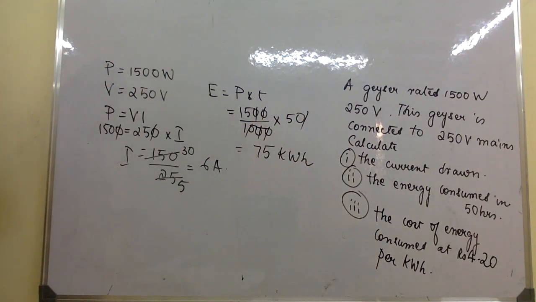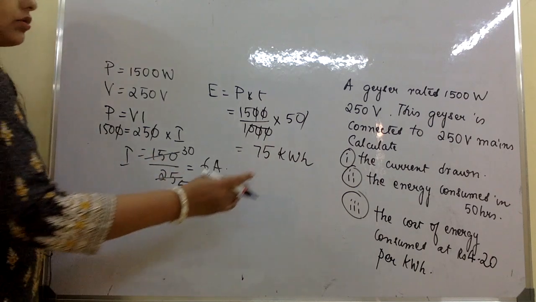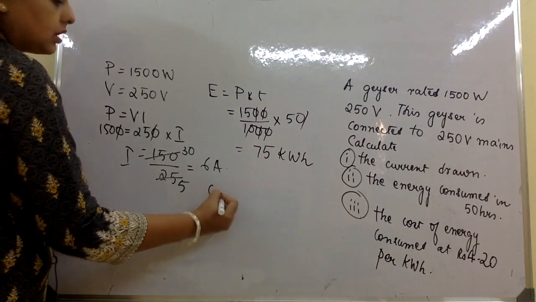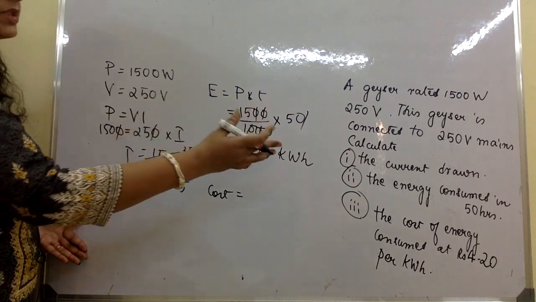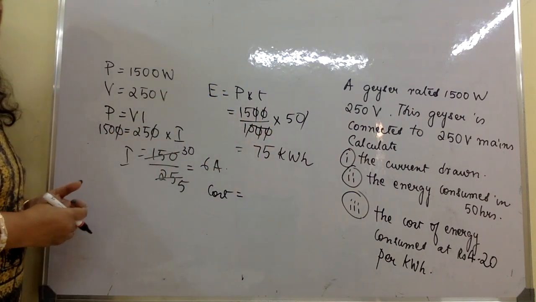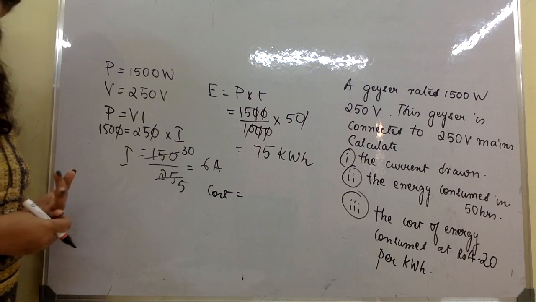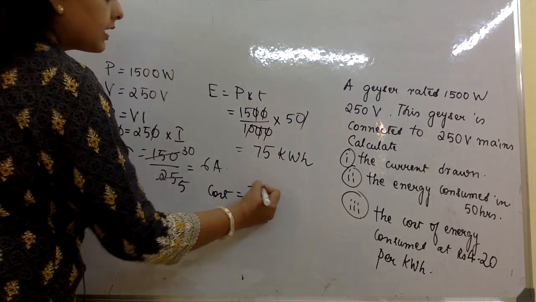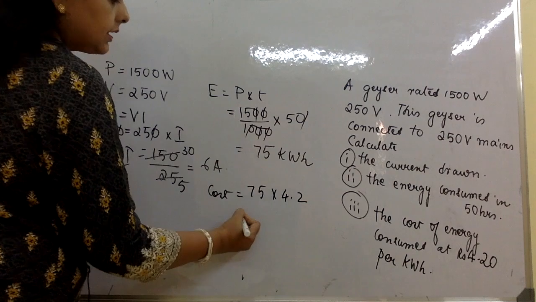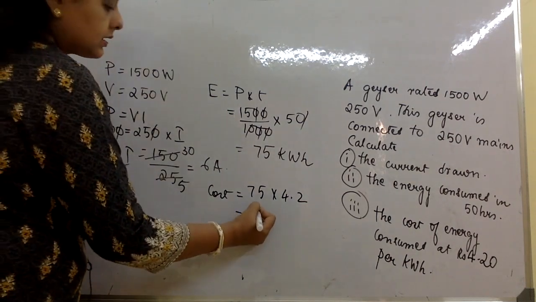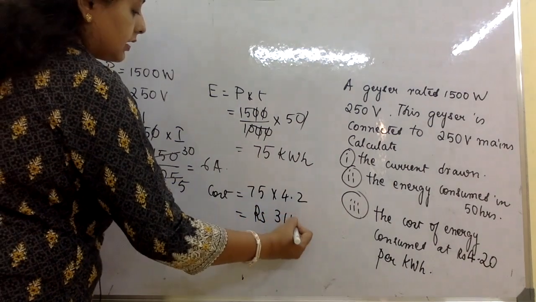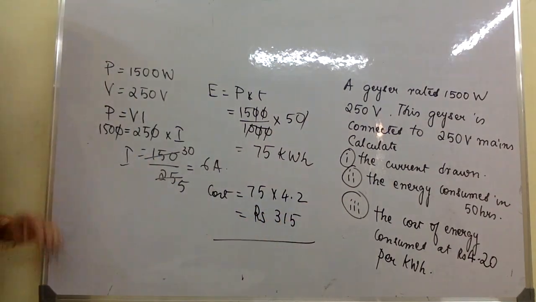Then next is the cost of energy consumed at rupees 4.2. So what is the cost? Now the cost is rupees 4.2 per kilowatt hour. So all we have to do is multiply 75 with 4.2, and that will come to rupees 350. Okay, so that is rupees 350.